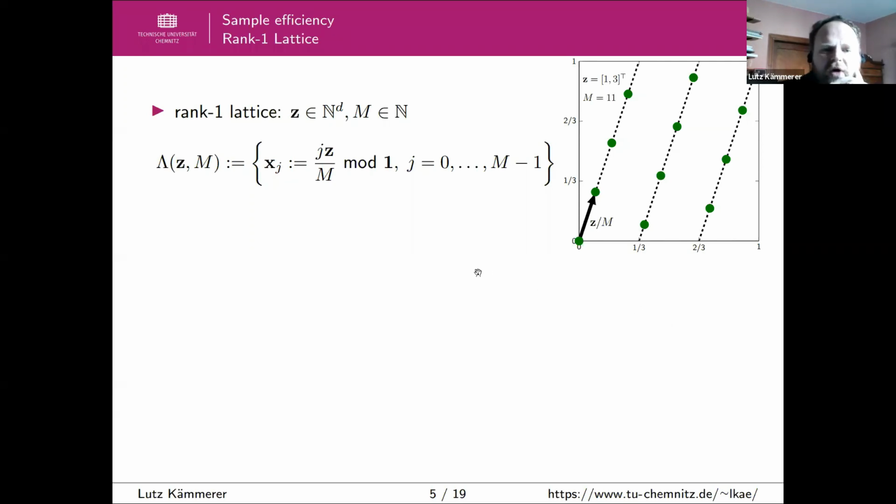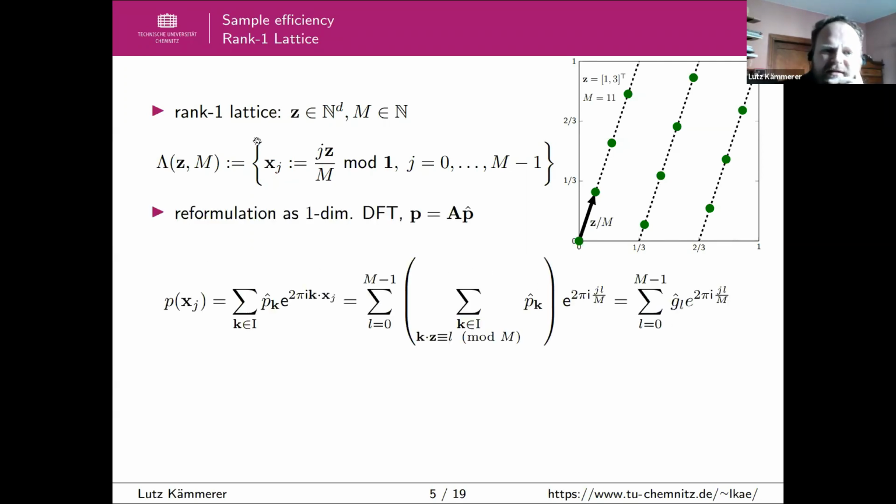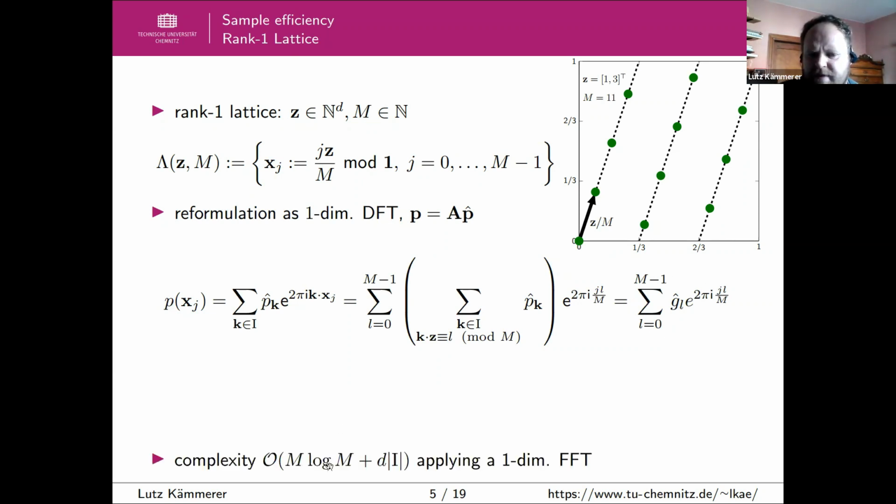Okay, and what happens if you plug in this x_j? You put in this definition and you end up with some coefficients. You have to sum up something, and you end up with this g hat l, and here you have a one-dimensional fast Fourier transform of length m. To compute this, you have a complexity of m log m, right? And now the question is the other way around, right?